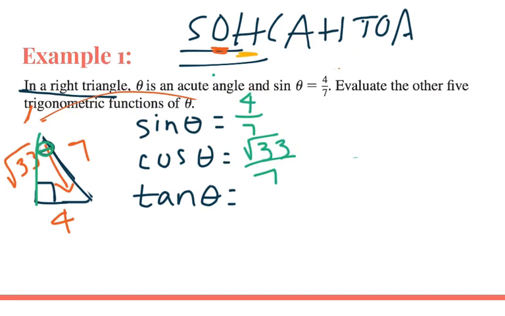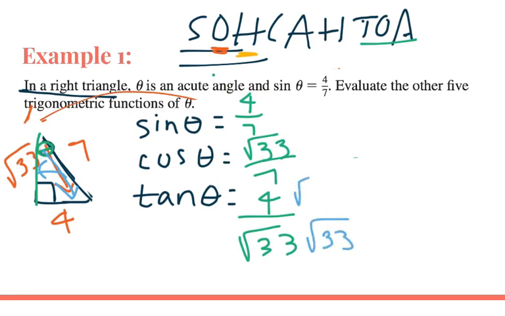And for tangent, tangent is opposite over adjacent, so that would be 4 over square root of 33, since 4 is the opposite side and square root of 33 is the adjacent side. Now that is an issue because we have a square root in the denominator, so I'm going to rationalize by multiplying both the top and the bottom by square root of 33.